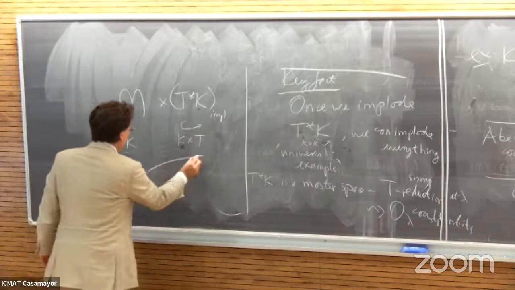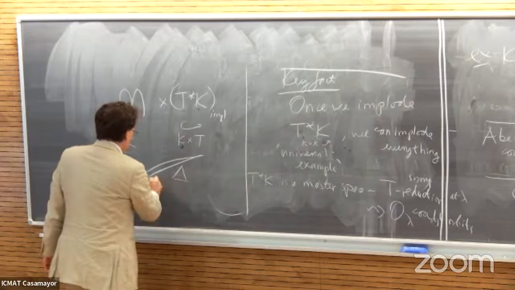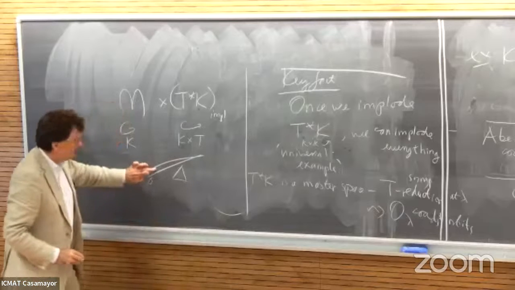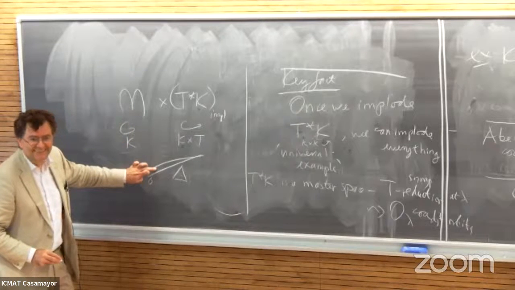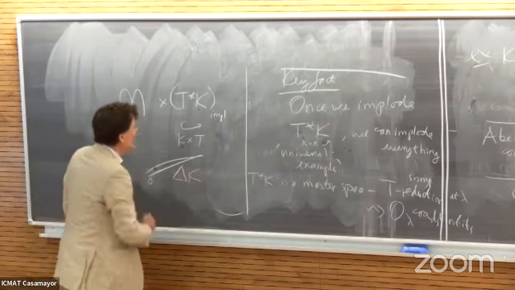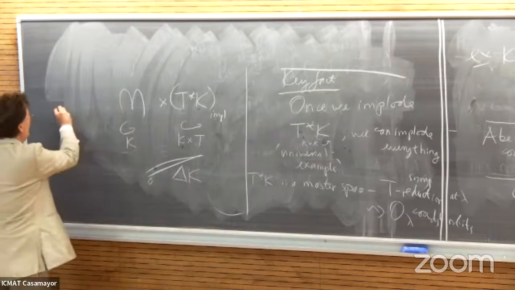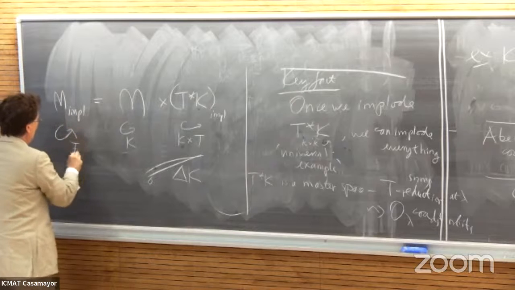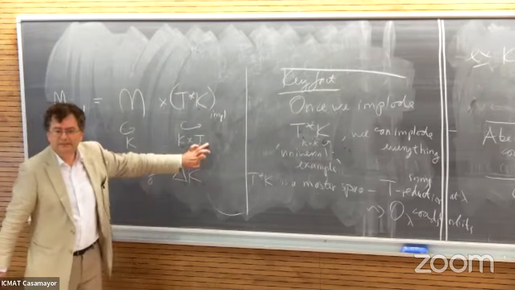So we can now do the obvious thing. Yeah, bad, unpleasant notation here. That's now the symplectic quotient. This is symplectic reduction by the diagonal K. And that now is the implosion of the space, because the action has survived.